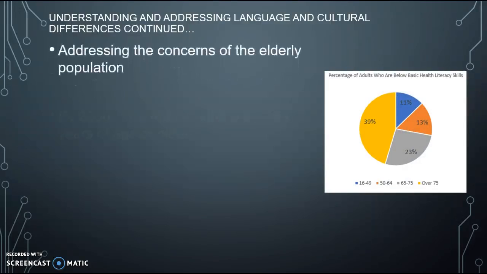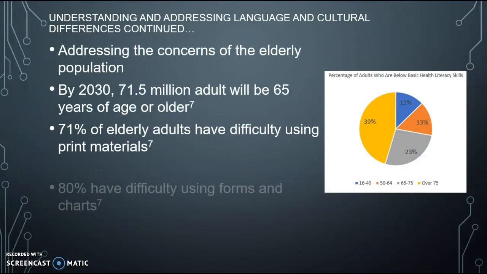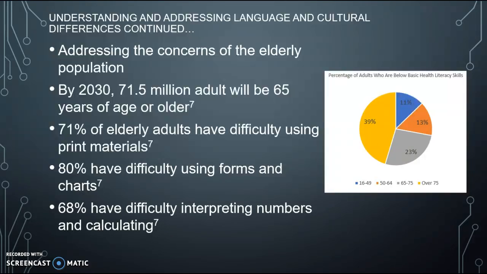Another reason understanding and addressing language and cultural differences is important is because we have to address the concerns of the elderly population. By 2030, 71.5 million adults will be 65 years of age and older. Older adults use more medical services and acquire more chronic illnesses than any other population segment. This demographic shift affirms that improving health information and services is a priority to achieve improved health for older adults.